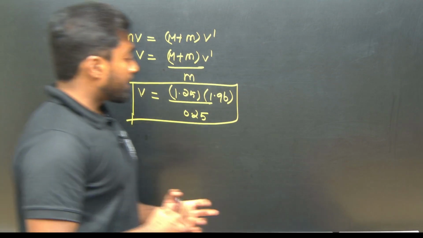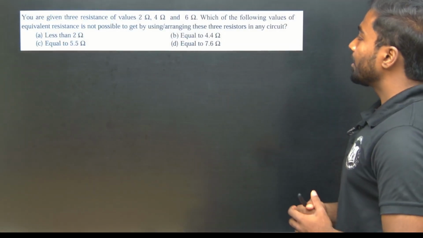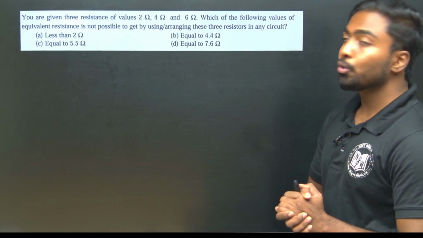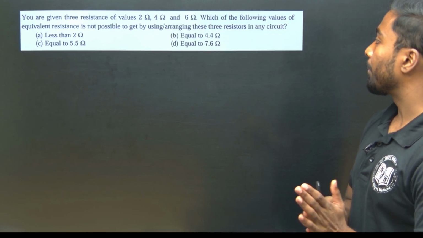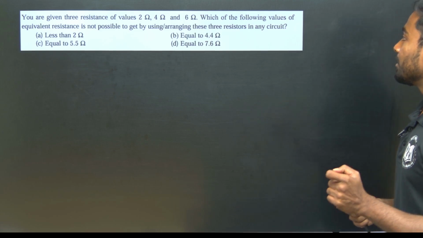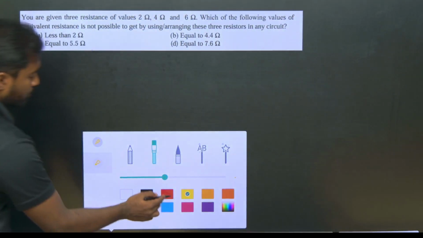Okay, so for the next question I'll give a hint. You are given three resistances of value 2, 4 and 6. Which of the following values of equivalent resistance is not possible to get by arranging these three resistors in any circuit? So what they have said here is that the equivalent resistance is not possible by using any arrangement. This 2 ohm, 4 ohm and 6 ohm resistance are there.